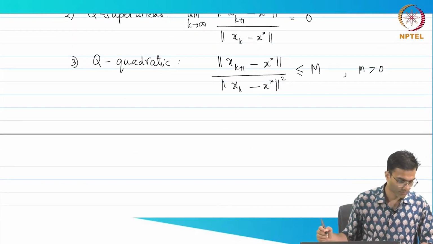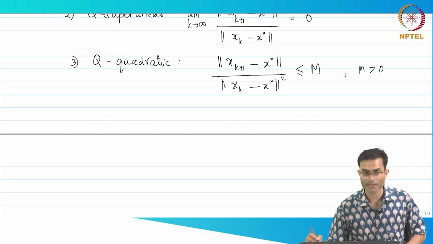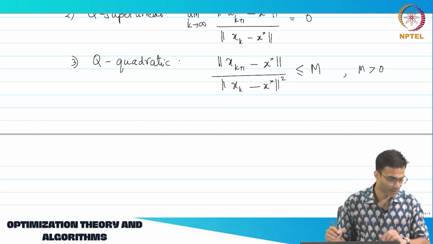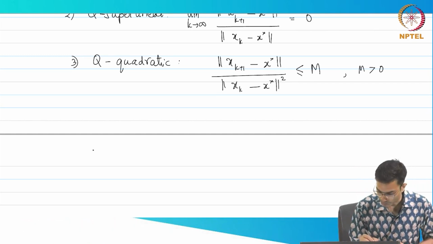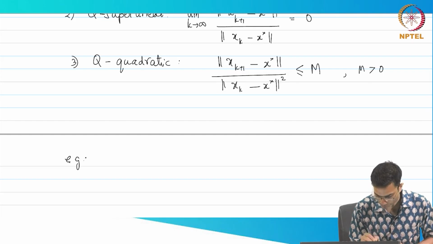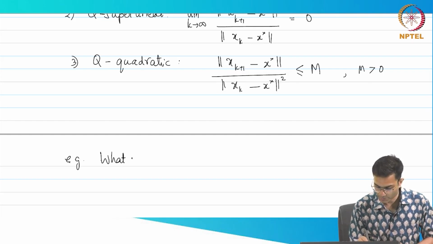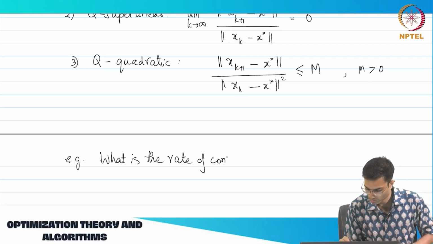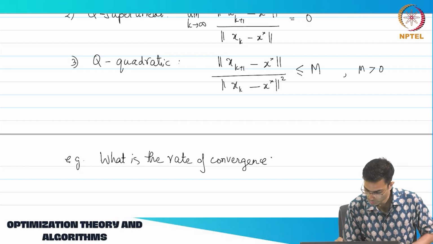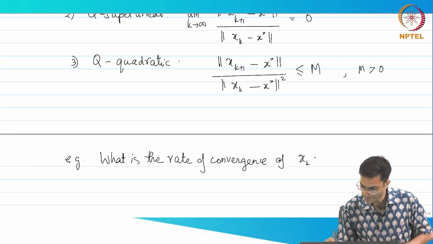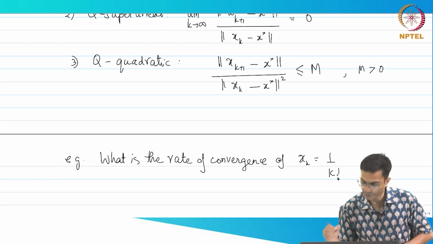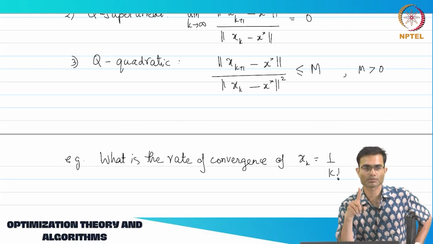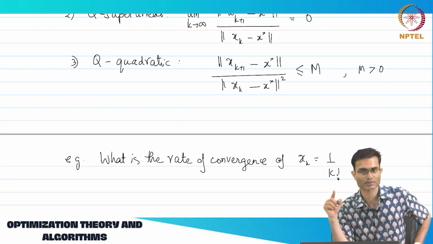Again, this will sound a little abstract, so we'll just take one example to understand this better. Okay. So example: what is the rate of convergence? Let's work this out. Of the sequence xk is equal to 1 by k factorial. So I'm giving you a sequence, right? The first term is 1, then 1 by 2, and then 1 by 6, and so on, k factorial.